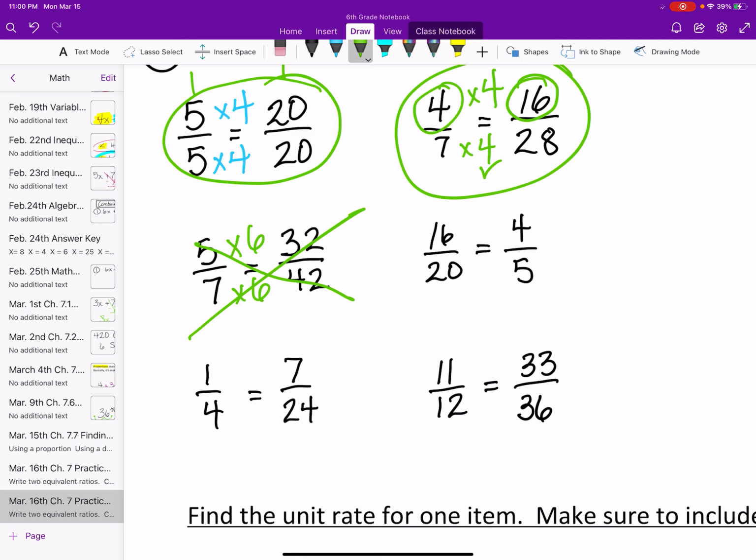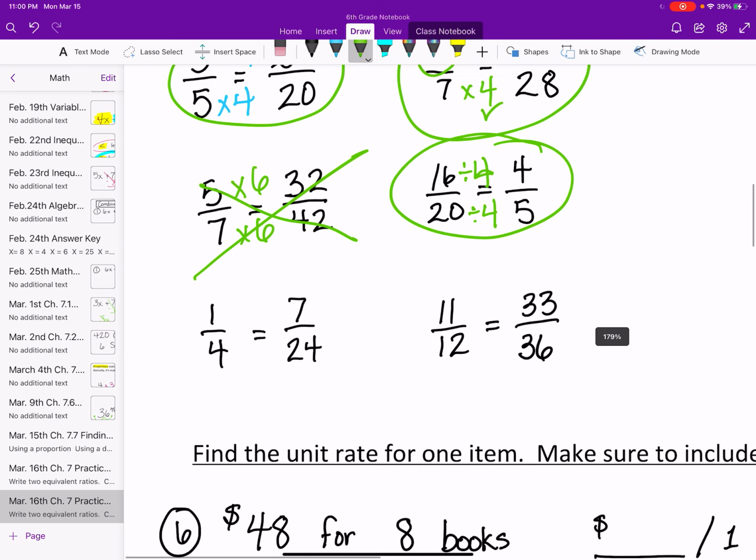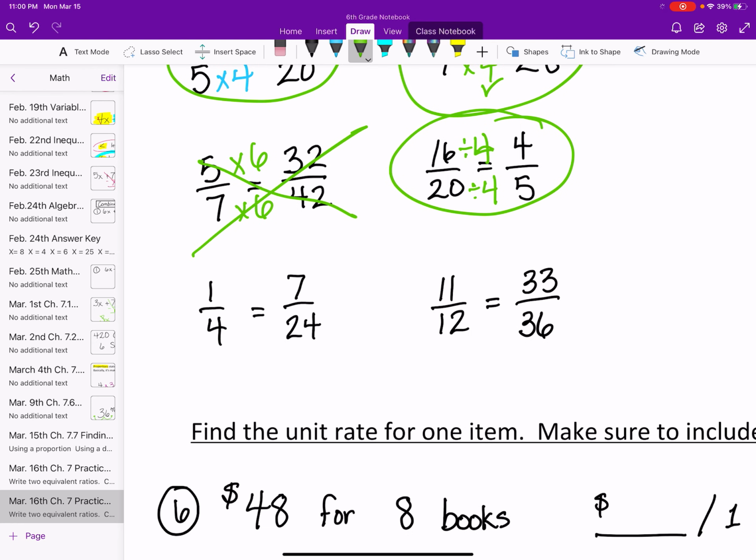Okay, next one. This is one where if I'm looking at the first fraction and the second fraction, my first fraction is bigger. So I would say 16 divided by what gets me 4? 16 divided by 4 gets me 4. Now I'm checking the same thing on the bottom. Does 20 divided by 4 really equal 5? It does, so I know it's an equivalent ratio, because it worked out that I divided by the same number on top and bottom and got what I should have gotten. So 16 divided by 4 really is 4, and 20 divided by 4 really is 5.